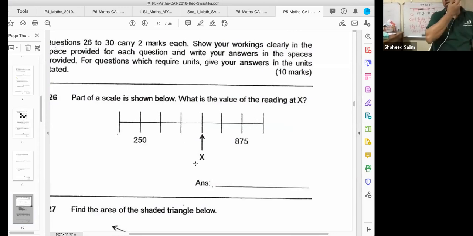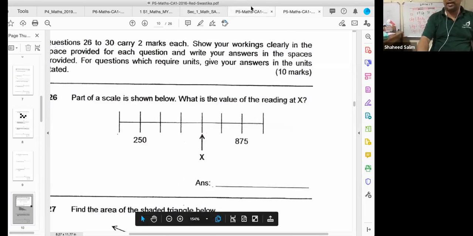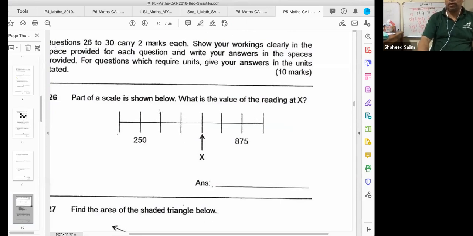You can do this question 26 already. You can remember: step 1, big number minus small number. Step 2, count the number of parts. Step 3, divide. So to help you, I will color the parts so that you can see very clearly. Otherwise, you say, no, we don't have the worksheet.